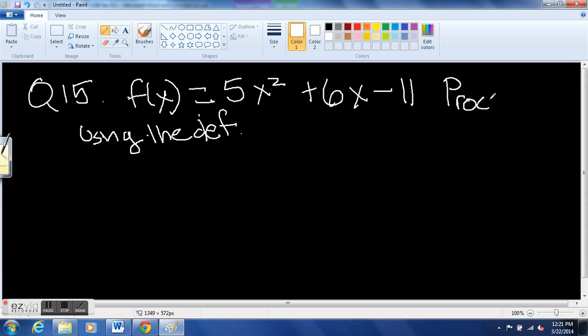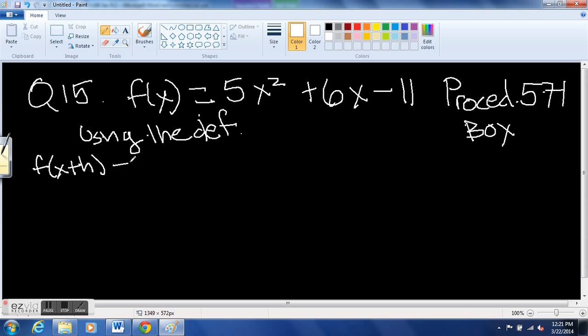So the first step, and this is nice, your book gives you a procedural box. The procedural box is on page 571. If you want to follow along these steps, you can look at page 571. The first thing you want to do is find f of x plus h minus f of x. This is step number 1. We're finding the derivative using the definition. It's a little tricky, but you just have your system and you crank through it.